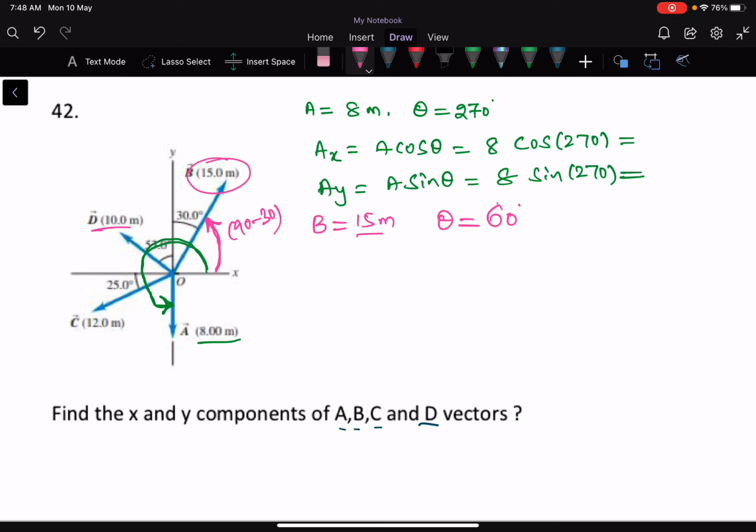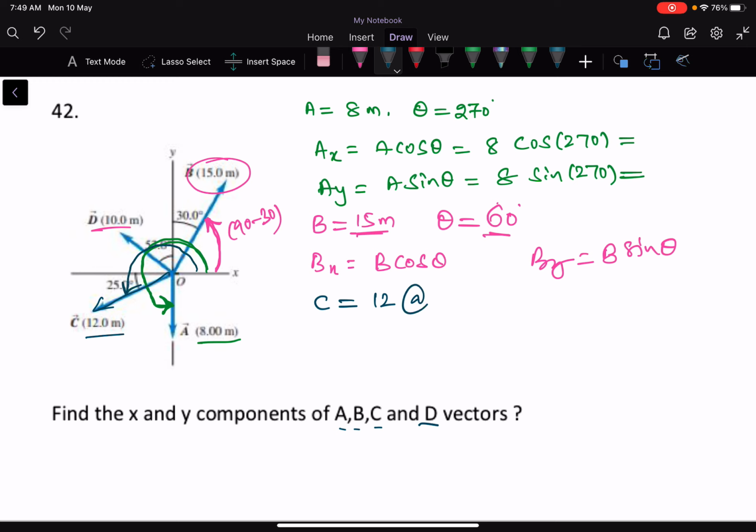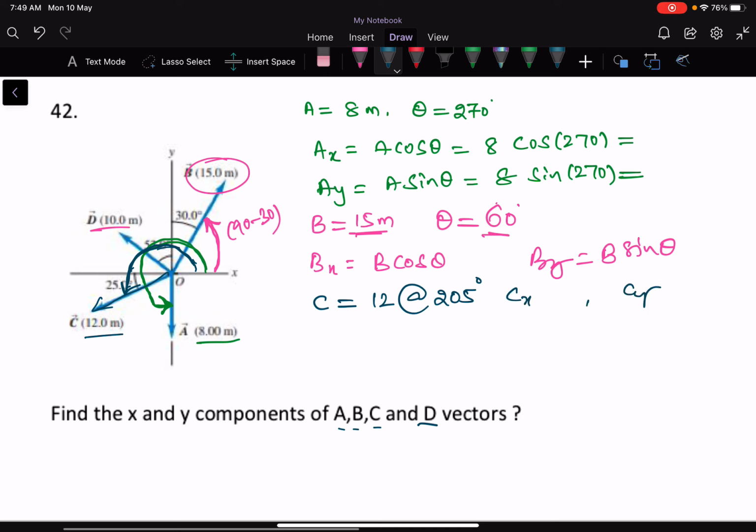So we know magnitude and direction. You can find Bx equal to B cos theta and By equal to B sin theta. We know the B value and theta value, so solve it. And similarly C. Its magnitude is how much? 12 meters, and the direction angle is how much? From here to here in the counterclockwise direction, 180 plus 25, which is 205 degrees. So you know magnitude and direction, so you can find Cx and Cy.